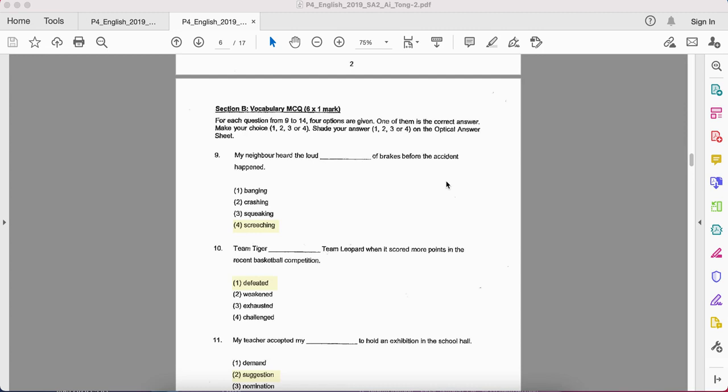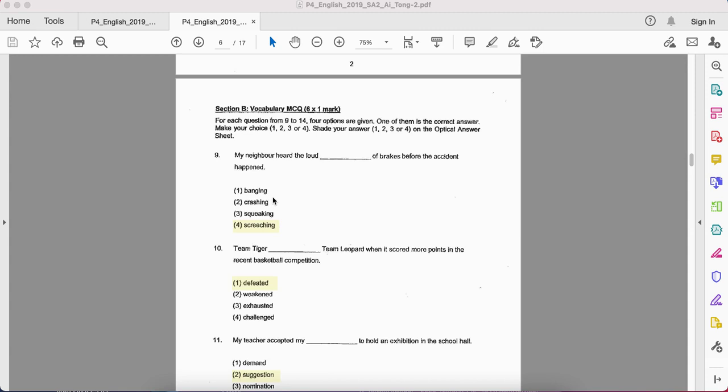Okay, so now this is going to be the vocabulary MCQ, and you've got 6 questions to tackle here. Okay, question number 9 here, it says, my neighbor heard the loud dash of brakes before the accident happened. So what do you think he heard? Okay, so let's look at the options, the answers. We've got banging, crashing, squeaking, screeching.